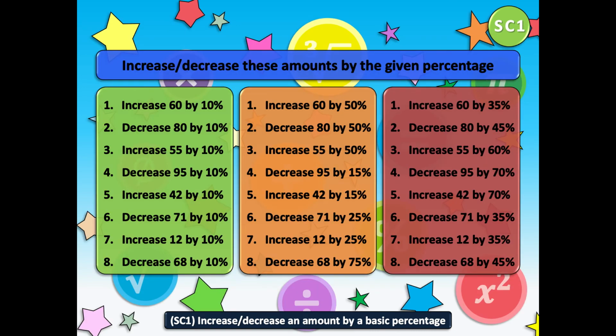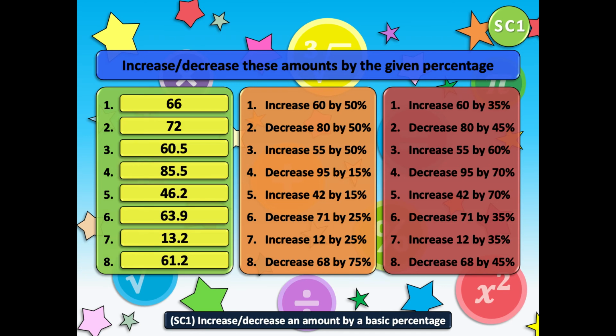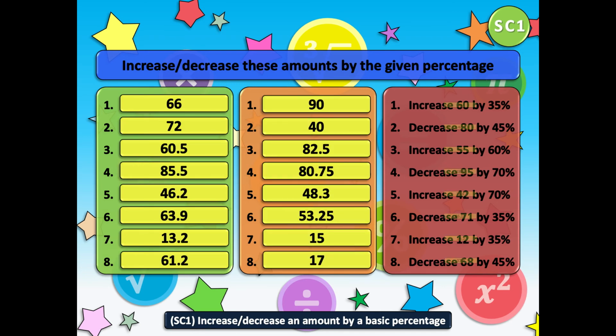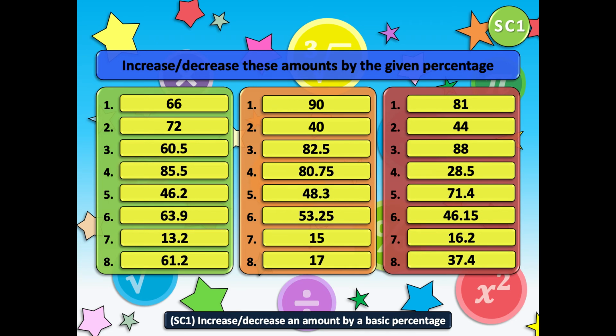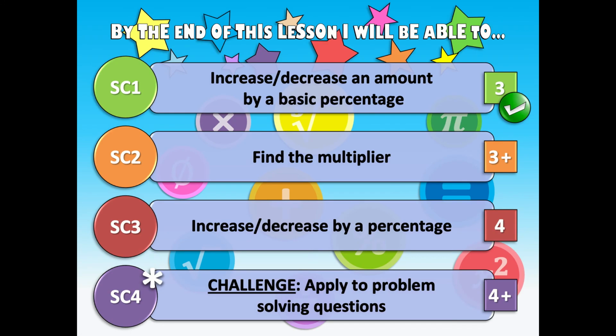Here's some questions for you to have a go at. Pause the video, and when you're ready to mark your work, press play. Here are your answers. So there's your green answers, there's your amber answers, and there's your red answers. And now we've completed success criteria 1.